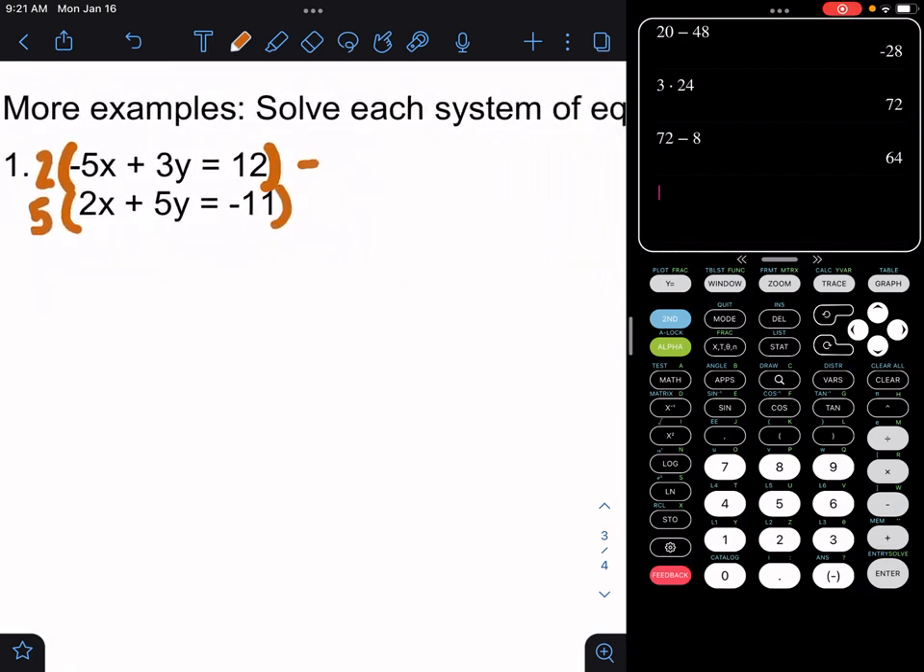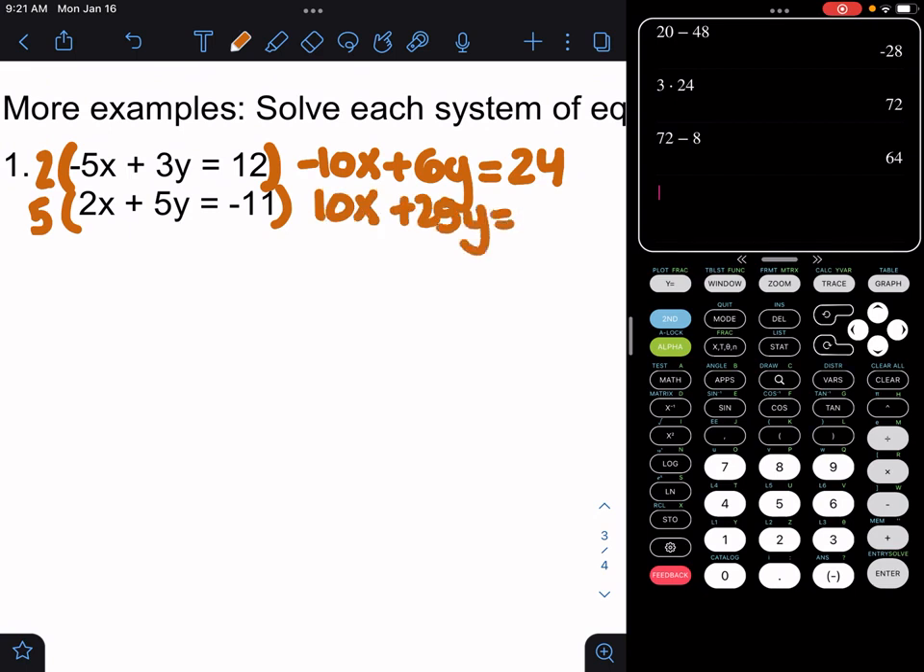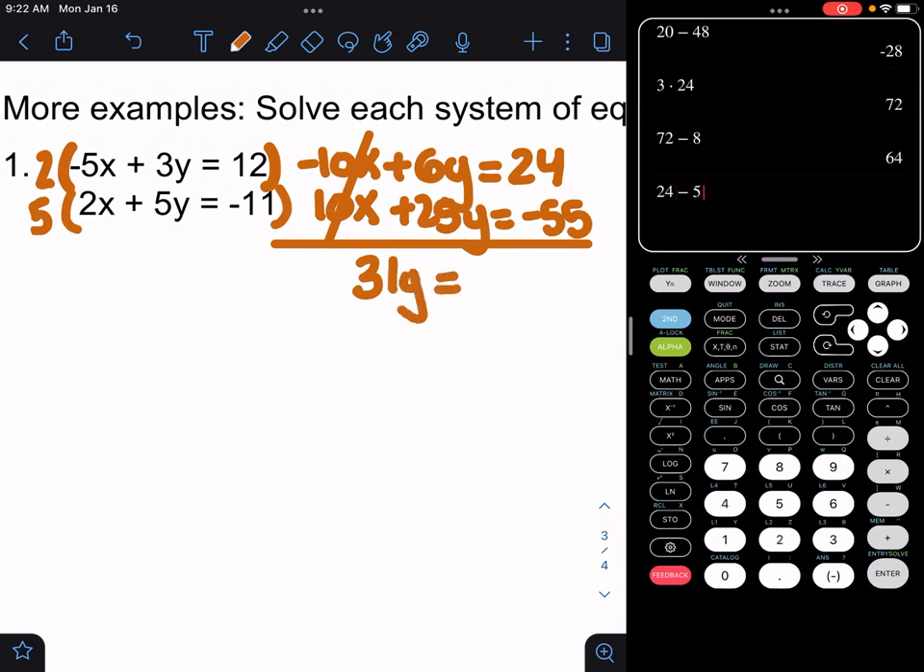2 times negative 5 is negative 10x. 2 times 3y is 6y. And 2 times 12 is 24. Then 5 times 2x is 10x. 5 times 5y is 25y. And 5 times 11 is negative 55. Then negative 10x plus 10x cancels out. 6y plus 25y is 31y. And 24 minus 55 is negative 31.